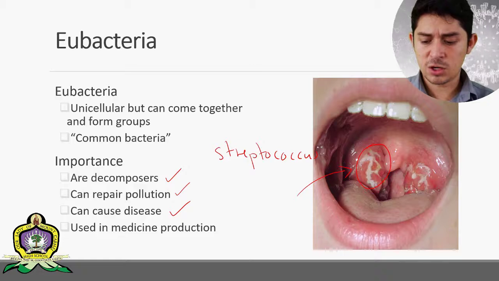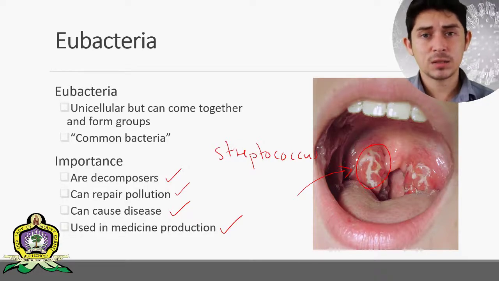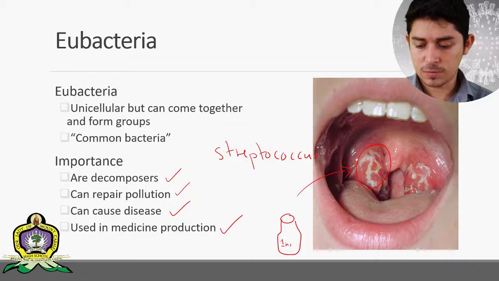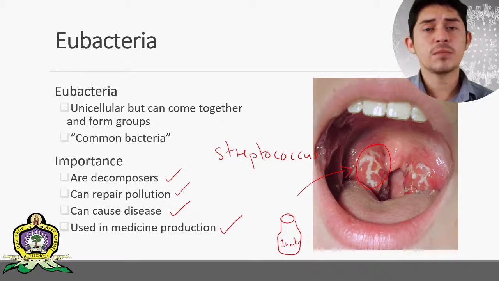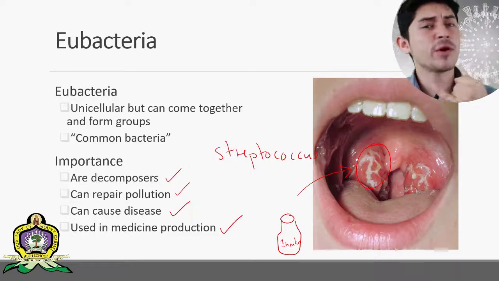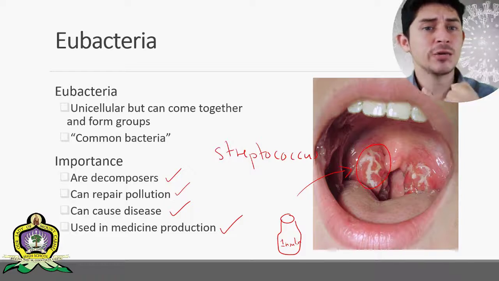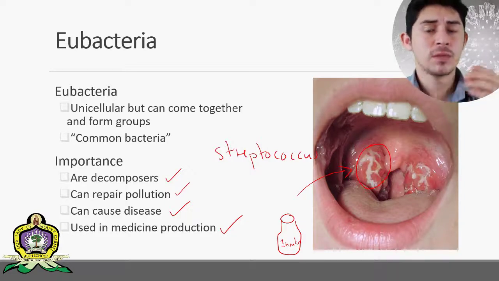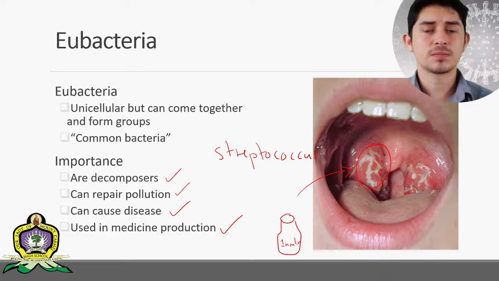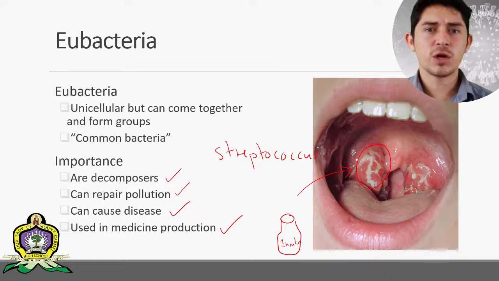Also, some bacteria are used in the production of medicine. We have a little chemical that is known as insulin. Insulin can be produced by bacteria once they have been engineered. So these are some of the importances and some of the traits of eubacteria. Eubacteria are very common and around us. They're the modern type of bacteria and they are unicellular. They can work together, but the organism itself is made out of one cell. So this covers more or less the prokaryotic kingdom.